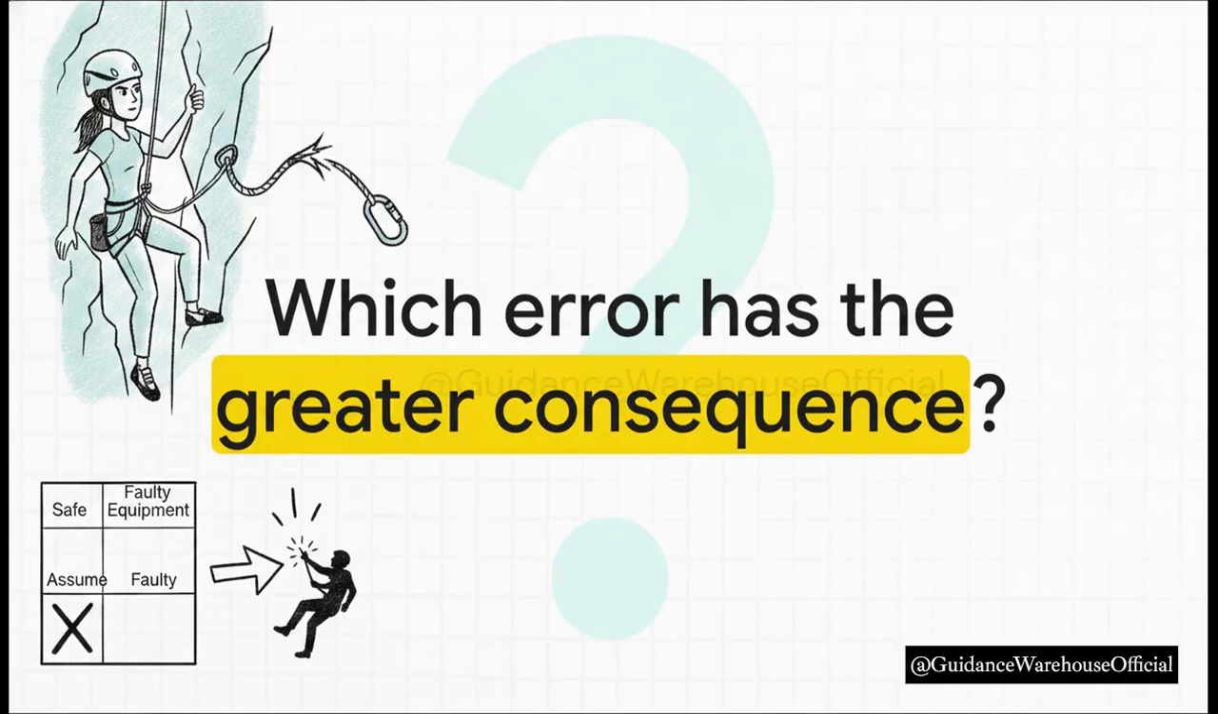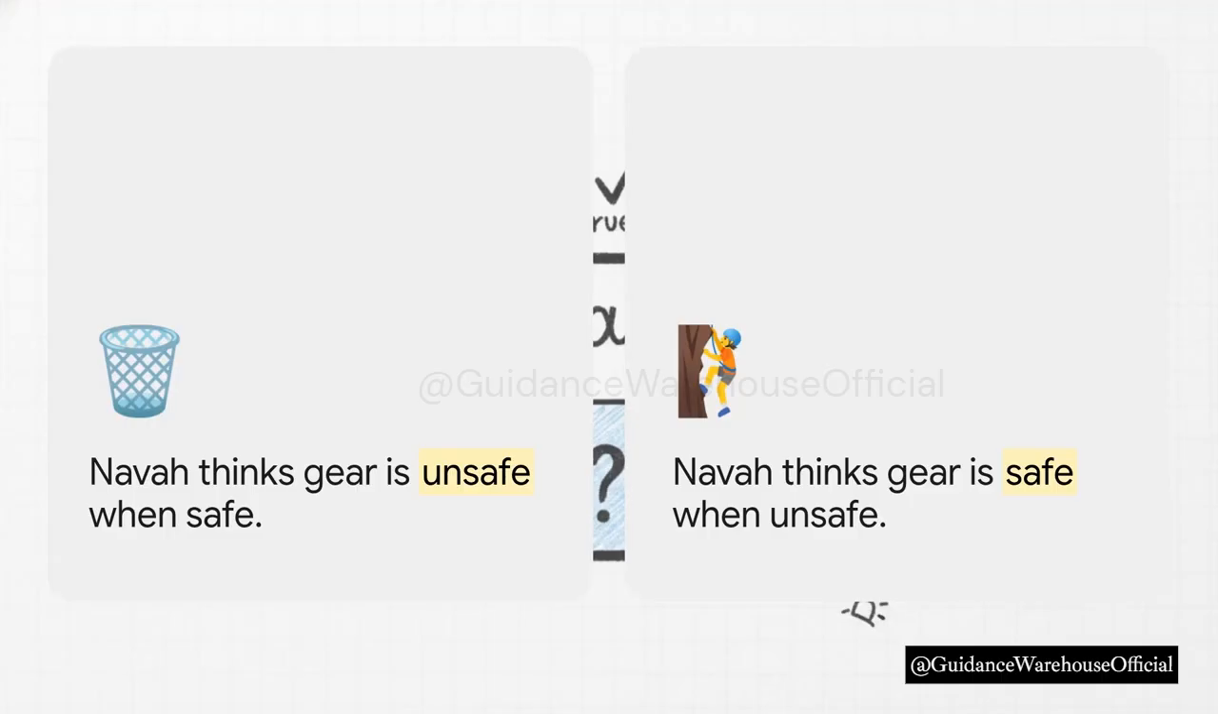Which error has the greater consequence for her? Let's map it out together. A type 1 error means Nava thinks her gear is unsafe when it's actually perfectly fine. That's our false alarm. The consequence? She throws away a perfectly good rope. It's annoying, it costs her money, but she lives.